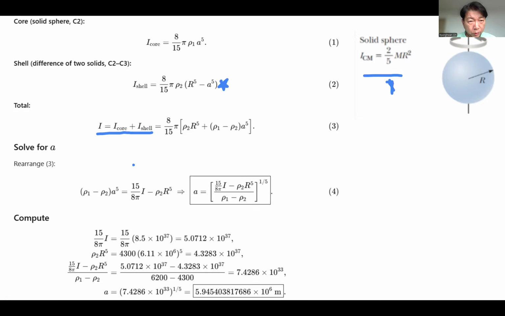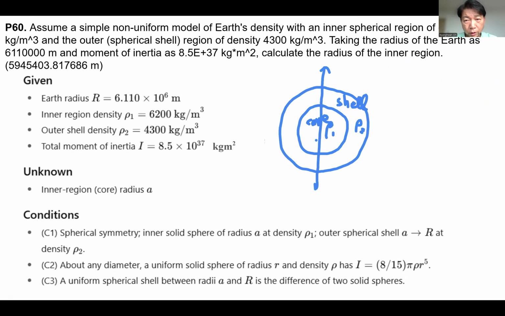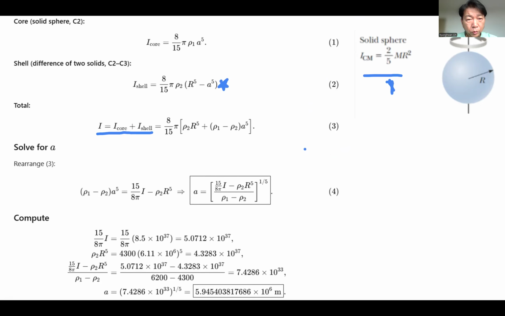What we know is that the total I is given by this, and we want to find the radius of the inner core. This is A. We know the total I, we know what R is, the total radius, and rho 1 and rho 2 are given, such that A is unknown. Okay, so we can find out what A is following this formula.